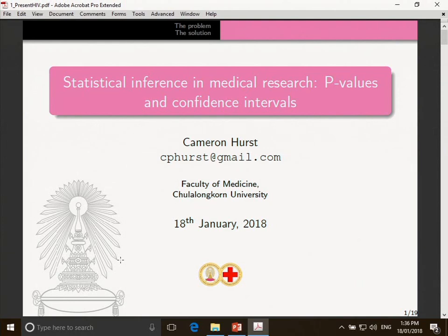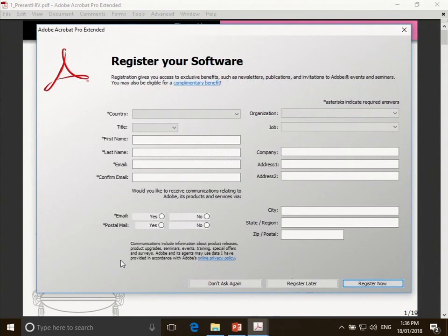Thank you for that, and thank you for the kind introduction. Yes, we don't have a full room. It reminds me of one of my statistics lectures, so I feel at home. Oh, what's this? I'm registering my software here.